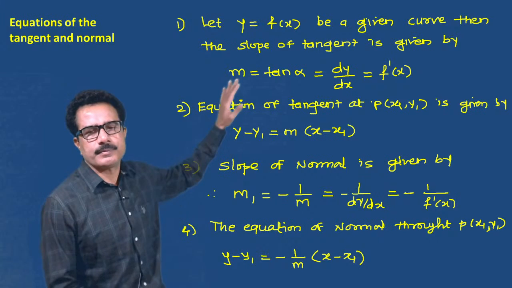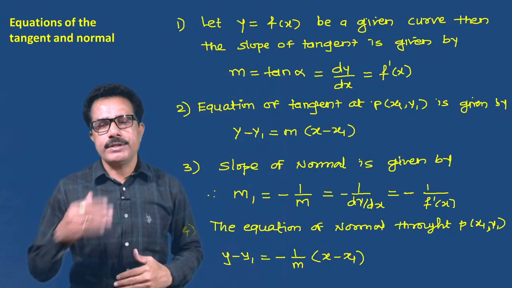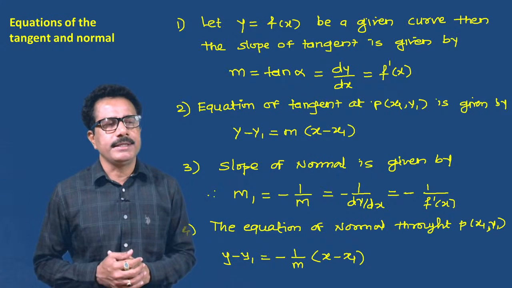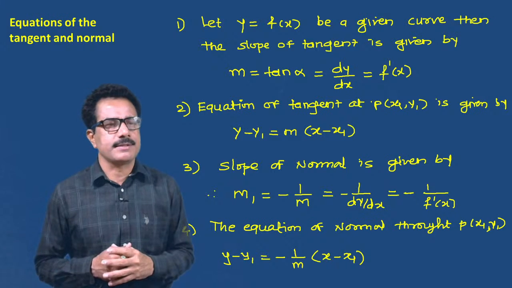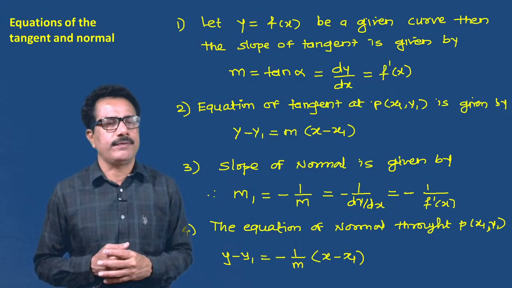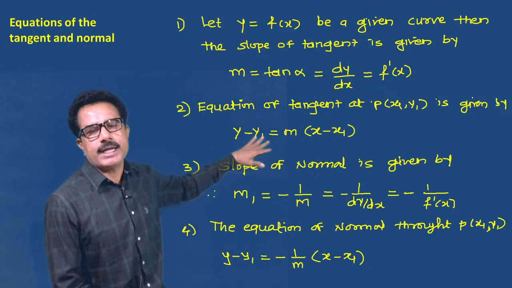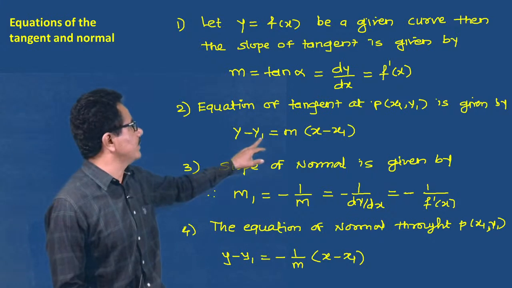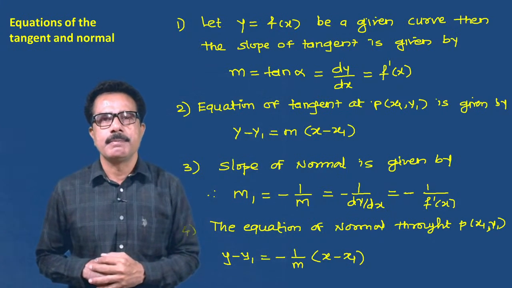Let m be the slope of a tangent. Then m is equal to tan alpha, which is equal to dy by dx, which is also denoted by f dash of x. Then we can write the equation of a tangent at a point P(x1, y1) as y minus y1 is equal to m in a bracket x minus x1.